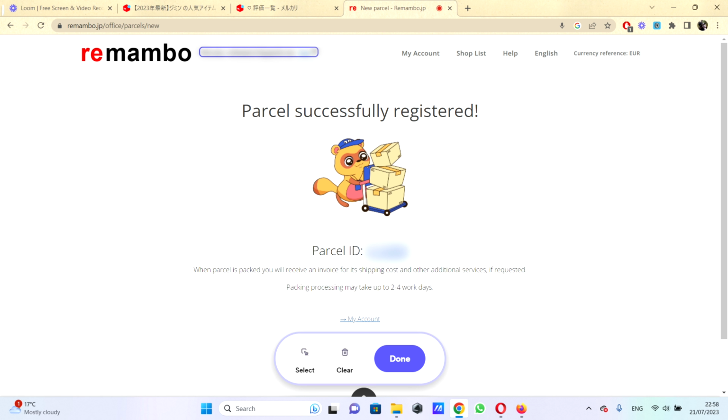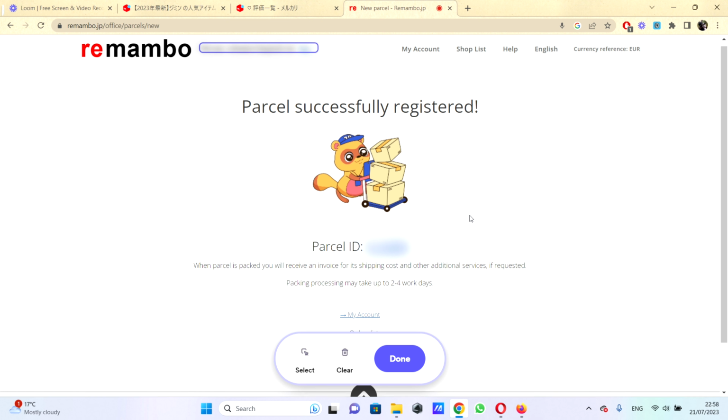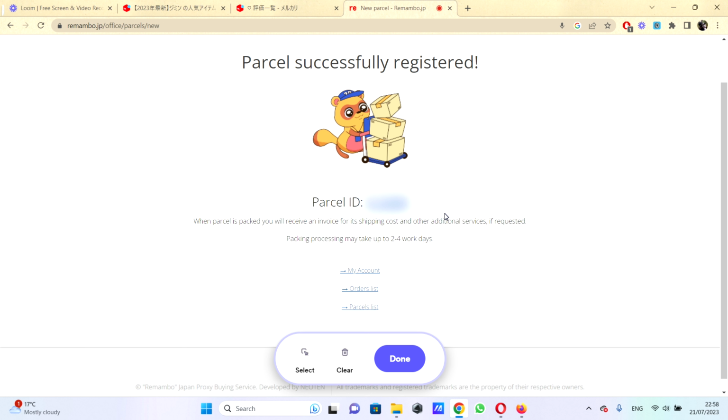When your parcel is packed, you will receive an invoice for its shipping costs and other additional services if requested. The packing process may take up to 2-4 work days, which is great. We have done our package. Then that's pretty much all done. After that, you will only have to pay for the parcel.